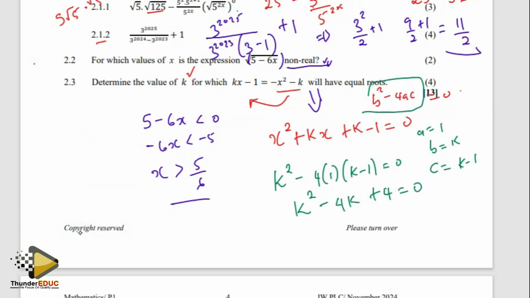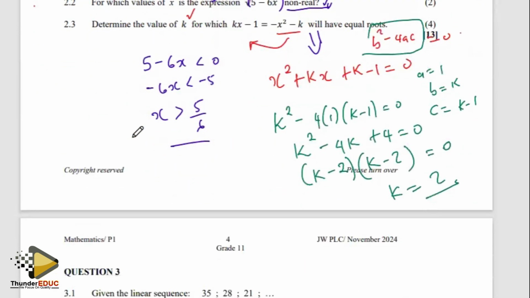So for the roots to be equal, chances are high we're going to get the same value, which is k minus 2 and then k minus 2. Solving this, k becomes just 2. All right, so that is question number 1 and 2 for algebra.